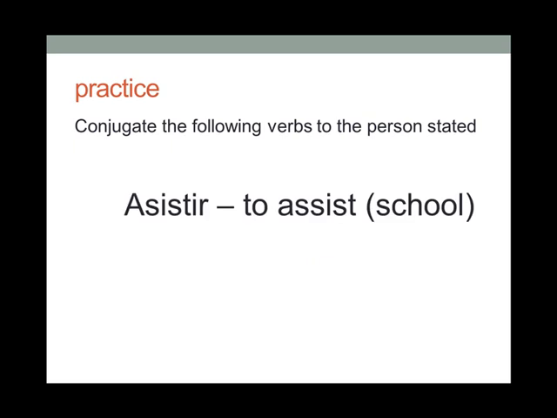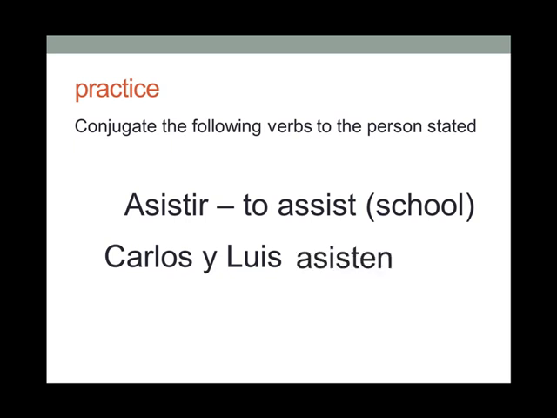Asistir, to attend, as in like you attend Canyon City High School. Let's conjugate it for Carlos y Luis. Carlos y Luis asisten. Now, if you had a little bit of a hard time with this one, try to always convert your subject into a pronoun. So Carlos and Luis is they, which is ellos.